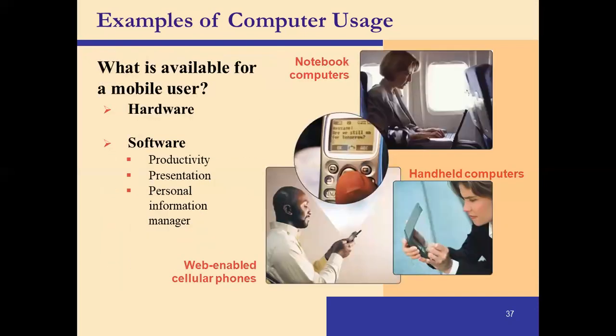Now come to the mobile users. Mobile users are first of all handheld computers, web-enabled cellular phones like smartphones, and notebooks. The users who have these devices are mobile users. They have hardware, which are these devices, and software. They have all the software that a computer will have.